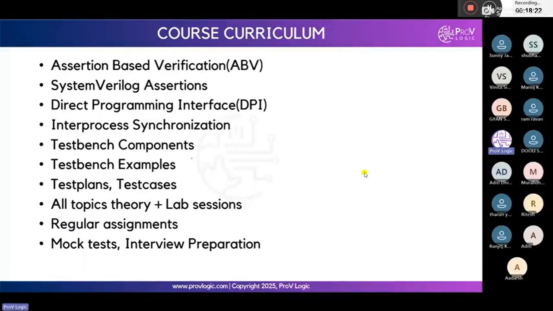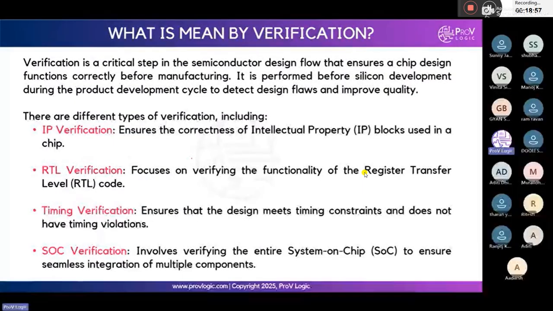What is the difference? Ma'am, in functional verification, we verify the functionality and we check for the specification. We write the test code according to the specification. Or in IP verification, we write the test bench for a small block like that. Okay, fine. Okay. So first of all, what is the need of verification? You already know verification is a critical step in a semiconductor design flow.